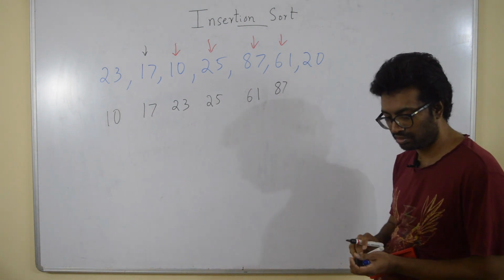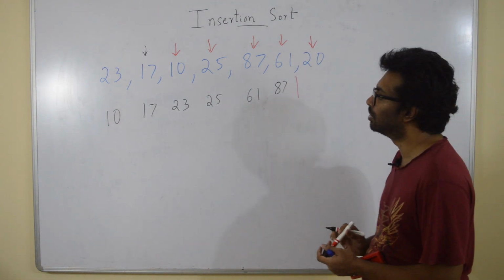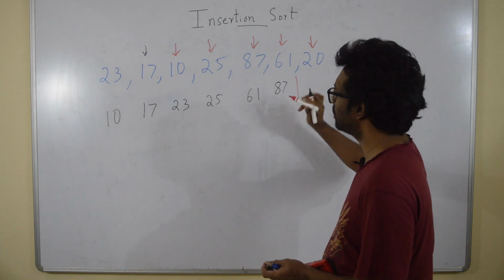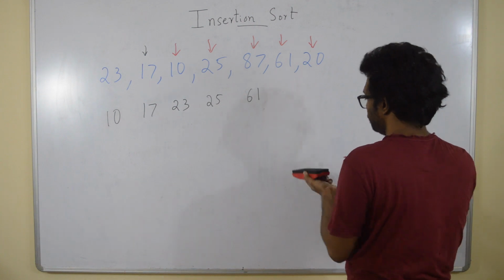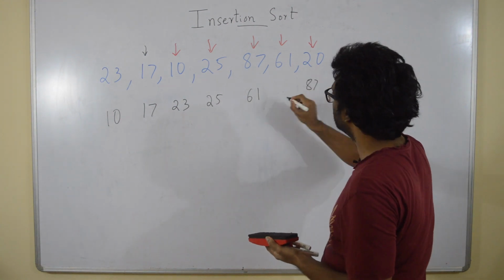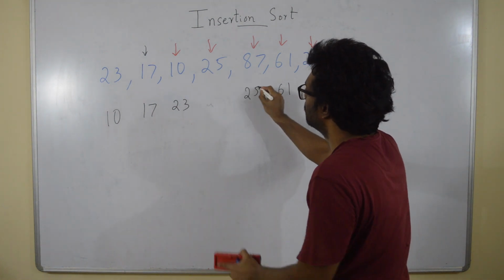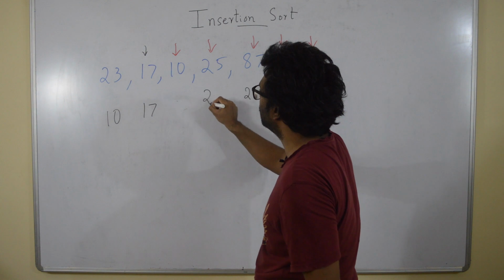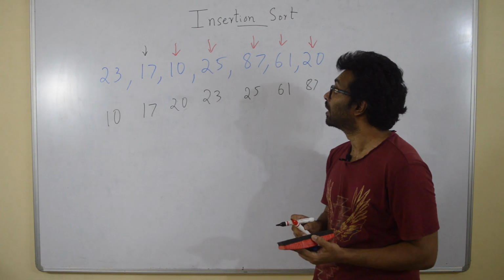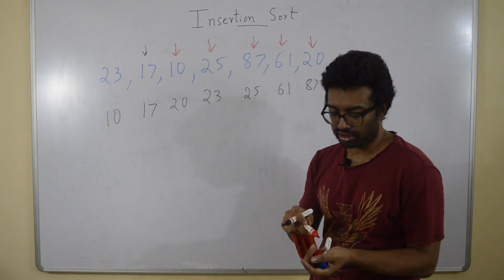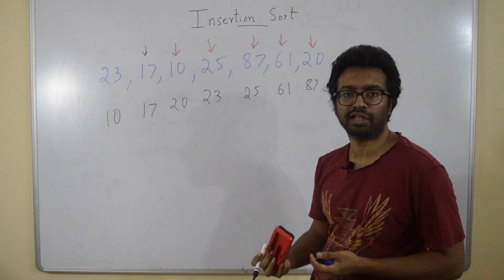Finally, we have 20. Till here it's sorted and now we have 20. Where should 20 come? 20 has to come here. So we're going to push all these guys to this side. Let me do that. First I'm going to push 87 this side. 87 comes here and 61 comes here. 25 comes here. 23 comes here. And 20 comes here. Now this is my insertion sort.